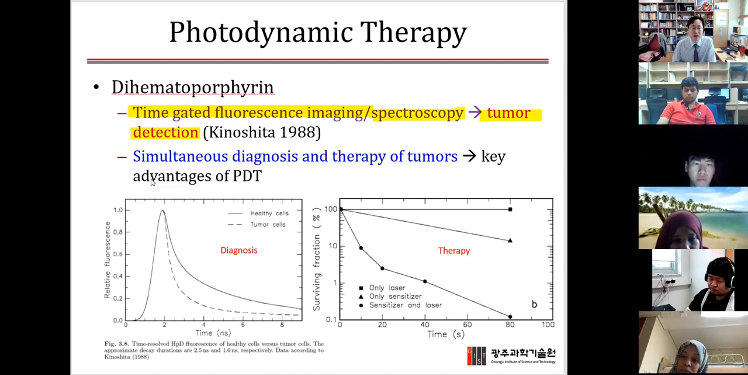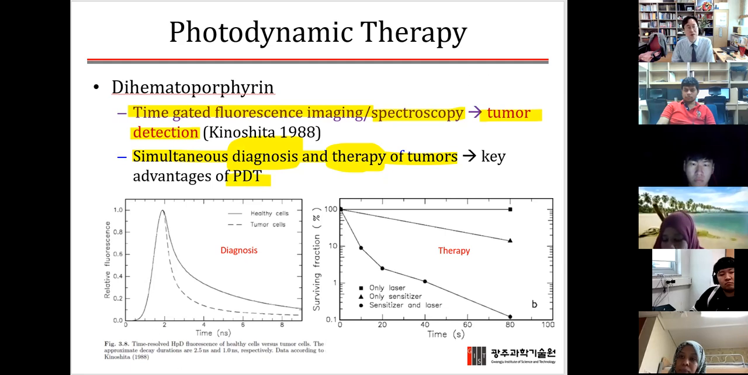So this is the advantage of PDT. You can have simultaneous diagnosis and therapy of tumors together. By using fluorescence imaging, you can see where the tumor is, which is the diagnosis. And also at the same time, if you are giving light delivery to the tumor, that light energy will be absorbed by the photosensitizer, and it will cause the tumor cell death, which is the therapy. So that's the PDT advantage.